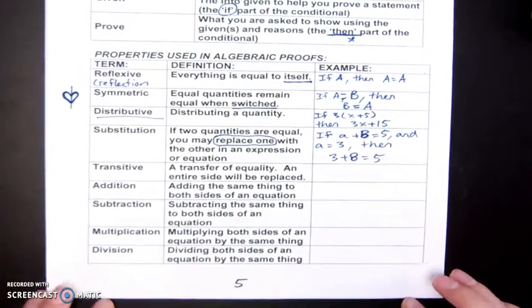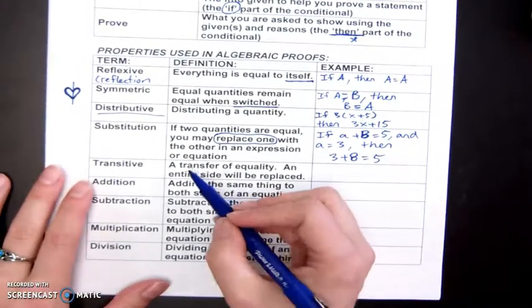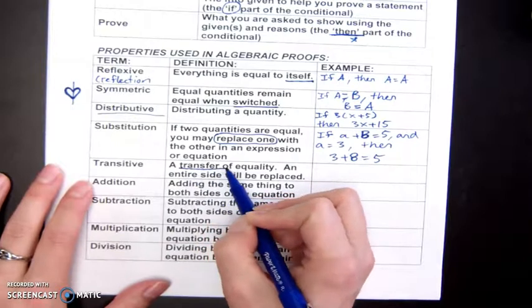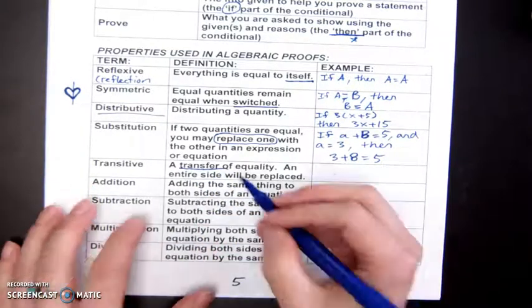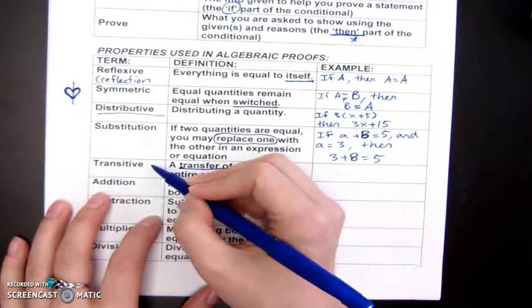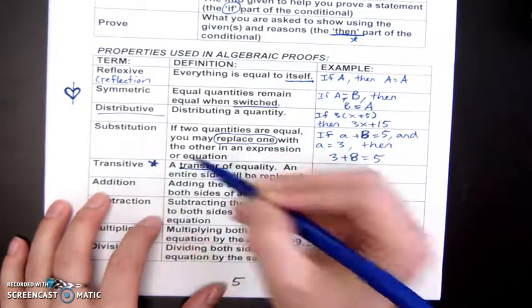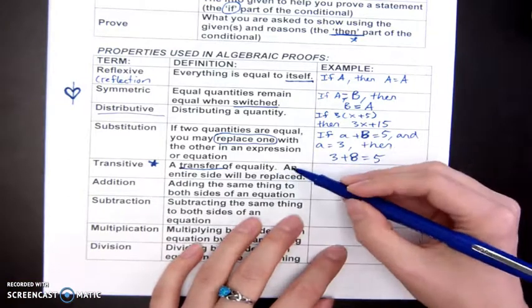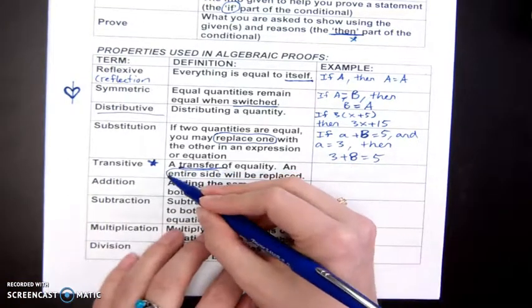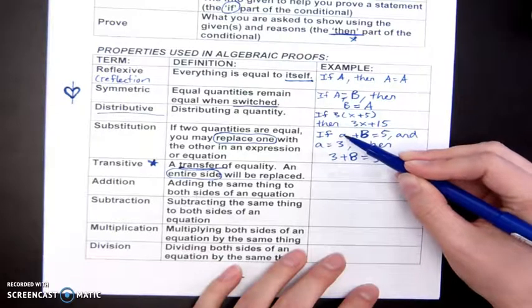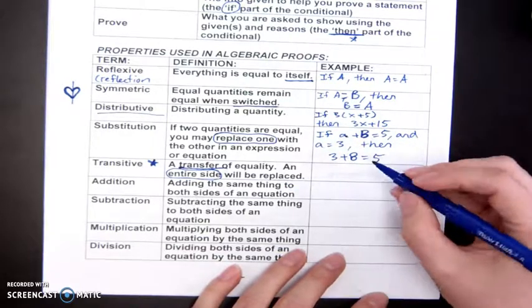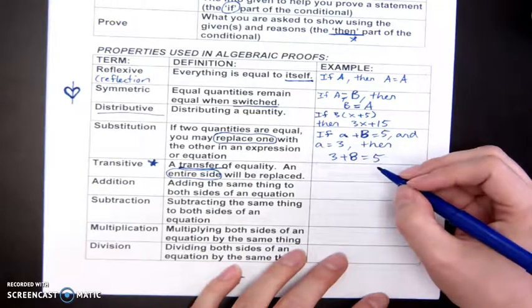Alright, so transitive is a word you may not have heard before. Do you know the word transfer, though? Transfer means you take it from one place and put it in another place. Transitive is a word you might need some study to make sure you know. It just means we replace an entire side. Substitution is when we take one thing and put it into the middle of the equation. Transitive is when we replace an entire side.